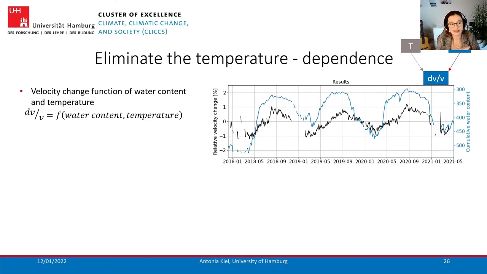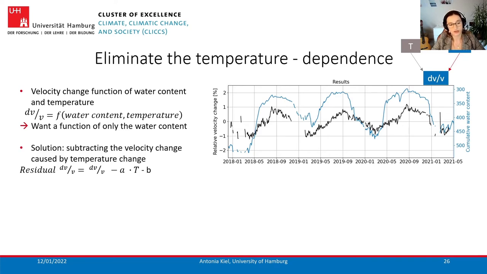And the main problem is that our velocity is a function of water content and temperature. Our goal is to get a function of only the water content, eliminating the temperature effects. The solution for this would be subtracting the velocity change which is caused by a change in temperature, so that our residual relative velocity change is independent of the temperature. And this can be done by subtracting the linear regression that quantifies the seismic velocity change and change in temperature. Therefore, we would get a residual relative velocity change which now only depends on the water content, if we consider that our linear regression really quantifies the relation between relative velocity change and temperature well.